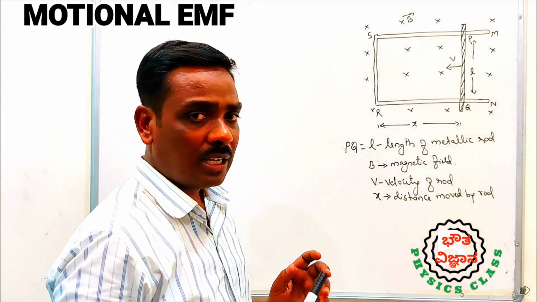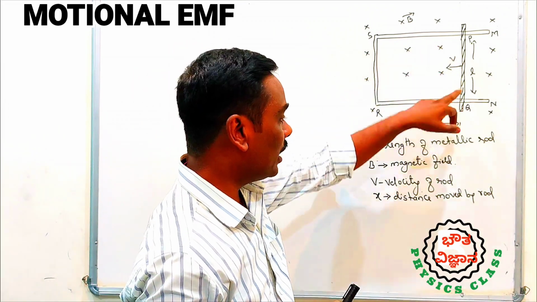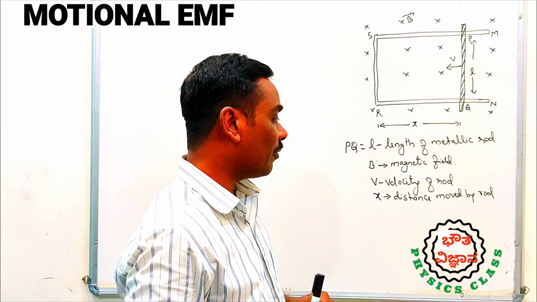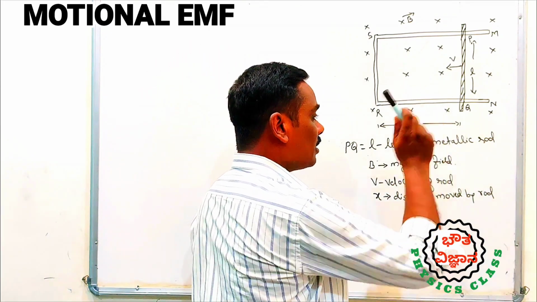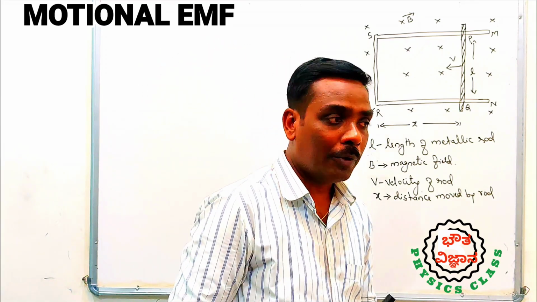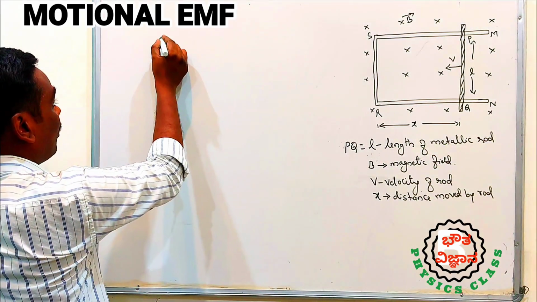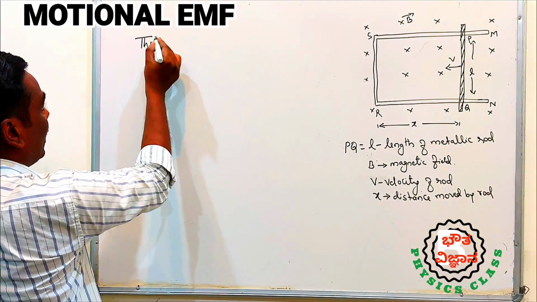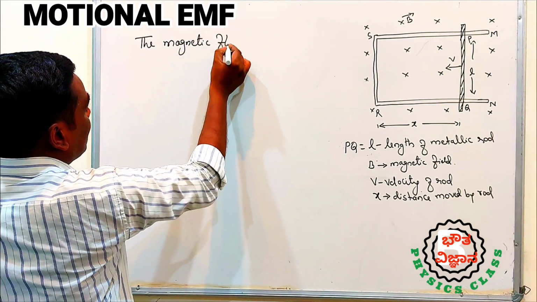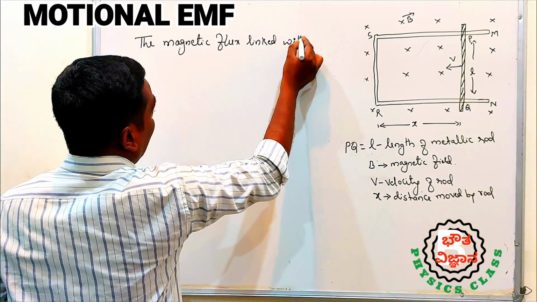As a simple description of this diagram, let us consider PQ is the length of the metallic rod, B is the magnetic field, V is the velocity of the rod, and X is the distance moved by the rod. To calculate the induced EMF, we must first calculate the magnetic flux. The flux linked with the coil is the magnetic flux, so first we have to write the magnetic flux linked with the coil.